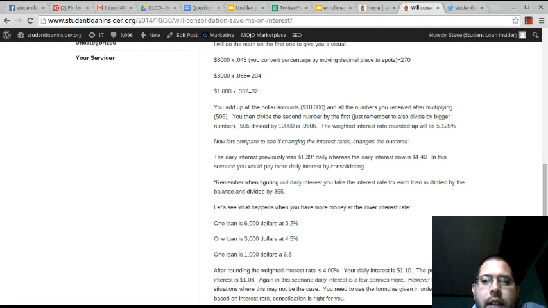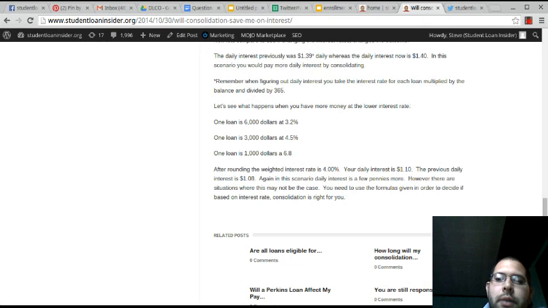Now, in that example the middle-of-the-road amount was at the highest interest rate. If you go where the highest amount is at the lowest interest rate, so one loan is $6,000 at 3.2%, $3,000 at 4.5%, and $1,000 at 6.8%, the math is even more in favor of not consolidating. Daily interest would be $1.10 before consolidation, $1.08 after. So what we're showing here is that consolidation may not always work.